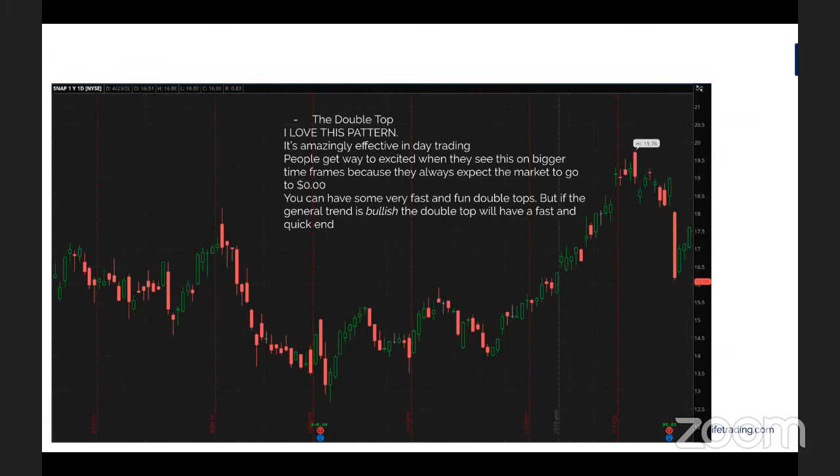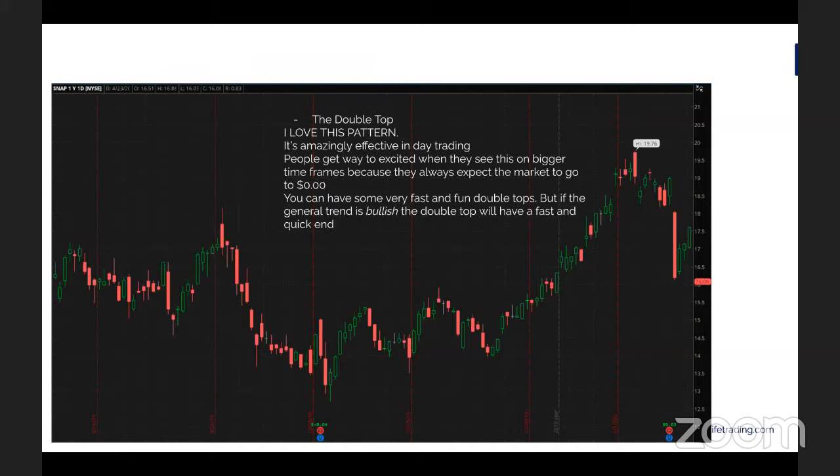I love this pattern. It's amazingly effective in day trading. I'm gonna repeat that. The double top is way too effective in day trading, but people love finding these things on bigger time frames like daily or weekly charts, and they just short with their whole might because they think it's gonna go to zero. They see a double top and they go, oh, this is it. It's gonna go to zero. There's a double top. So we're going down.